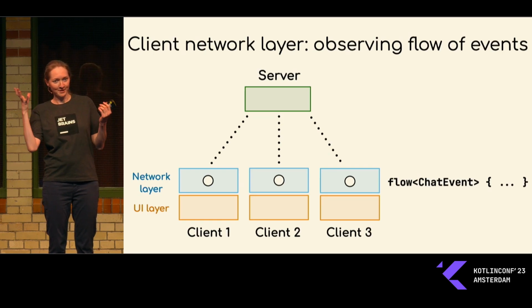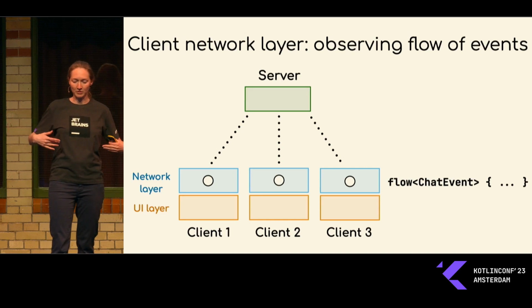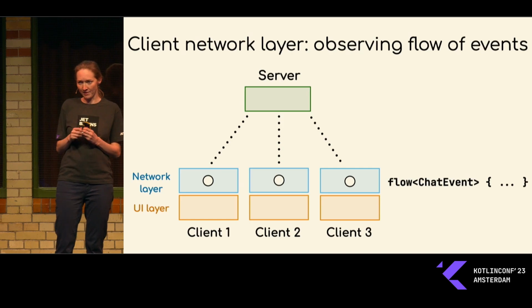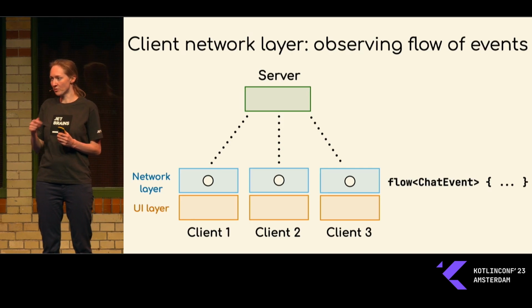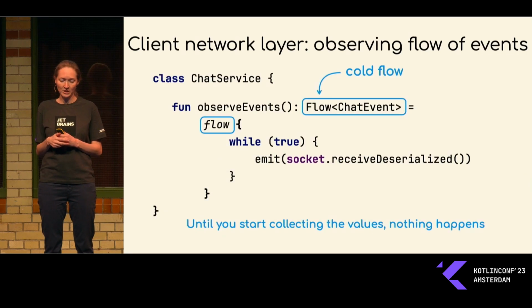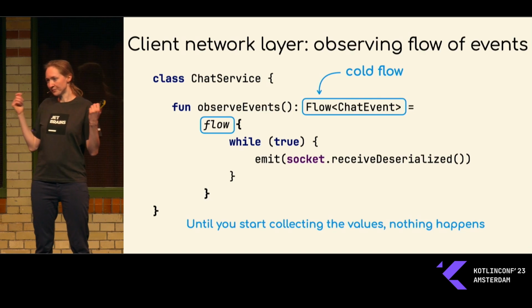So we're done with the server part. Now we are coming back to the client, to the network layer, and let's discuss how we use flows there. In the network layer, we use flow of chat event, this function that creates a new flow of events. And this is a so-called cold flow.